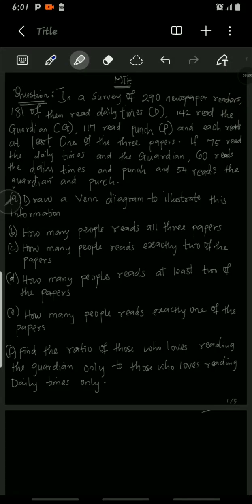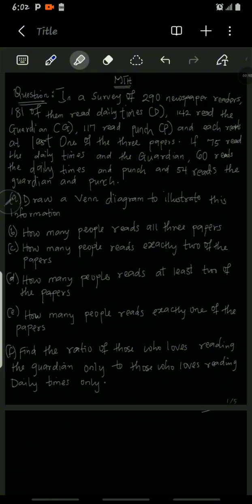In today's video we are going to be answering this very interesting question on a 3 Venn diagram set problem, and it's actually a why question. We are told in the question that in a survey of 290 newspaper readers, 181 of them read Daily Times, which is D, 142 read The Guardian, which is G, and 117 read Punch, which is P. They said each reads at least one of the 3 papers.